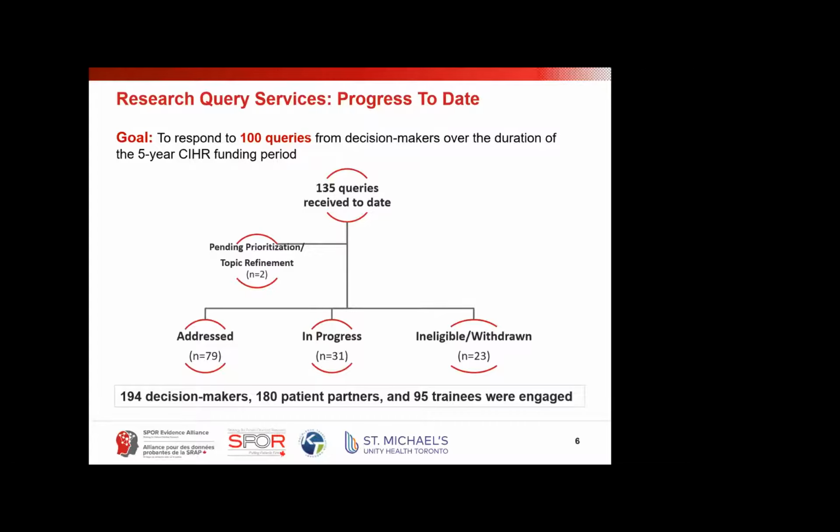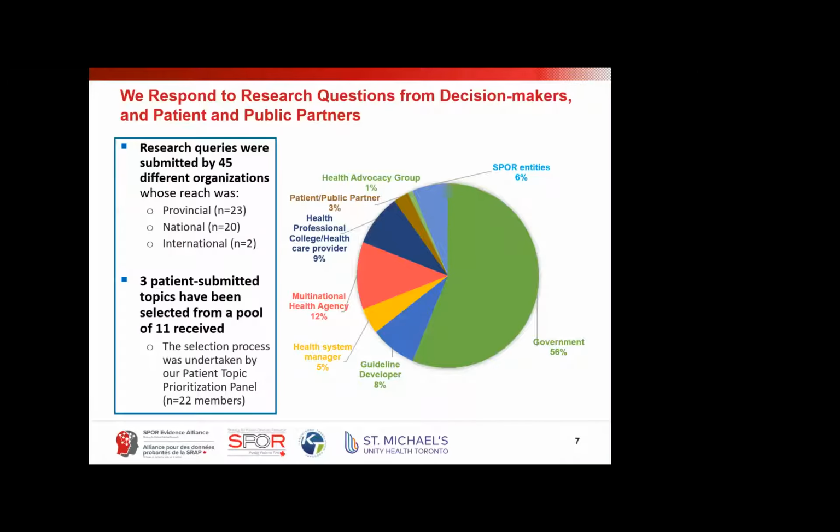So our goal was to respond to 100 queries. And so we've responded to about 124 to date and counting. So we're still going on. And we've been able to engage with 194 decision makers, 180 patient partners. And then also we're really focused on capacity building. So we've also been able to engage with 95 trainees. And we've provided services to 45 different decision-making organizations, provincially, nationally, and internationally.